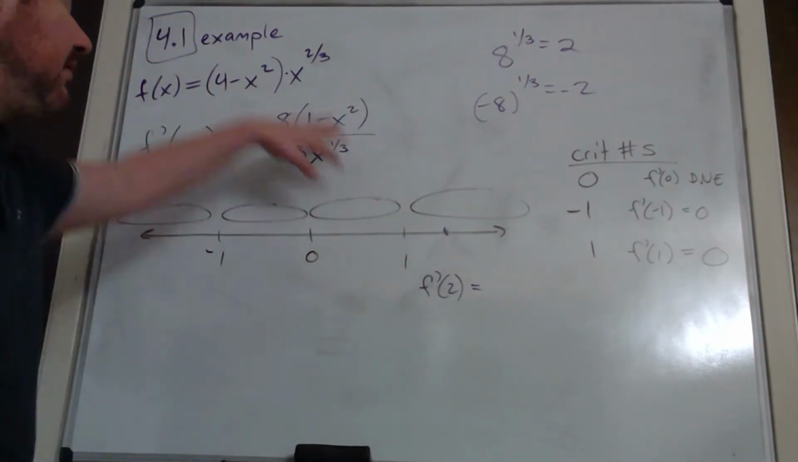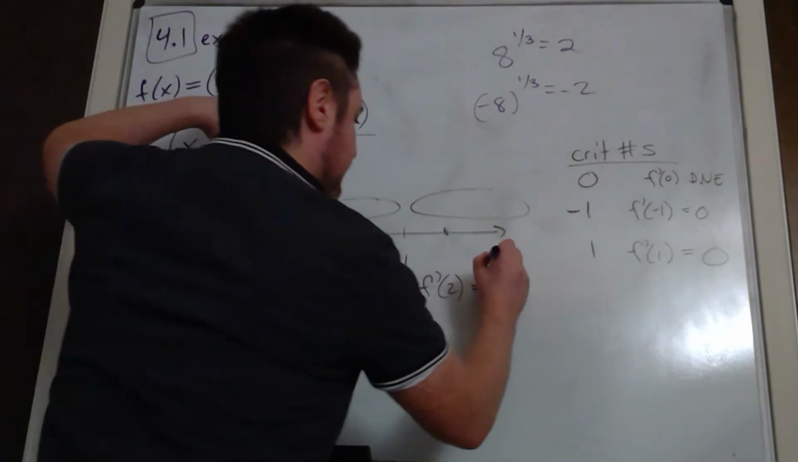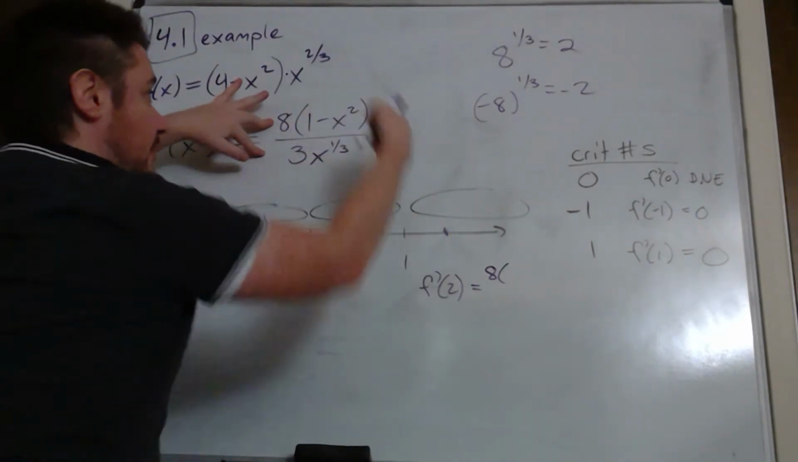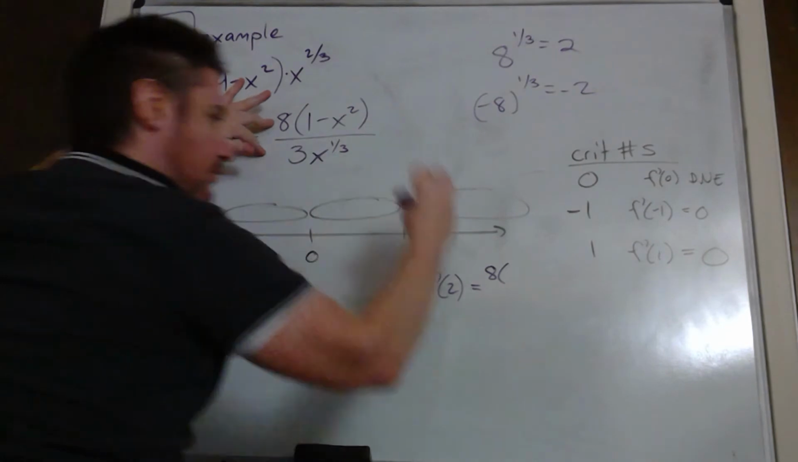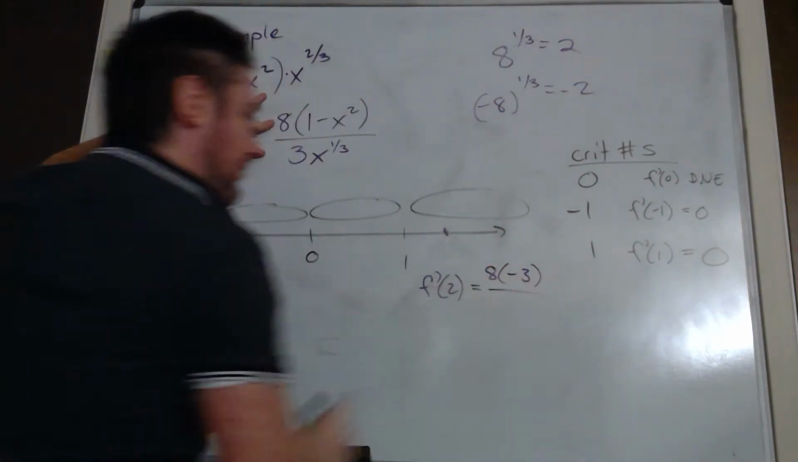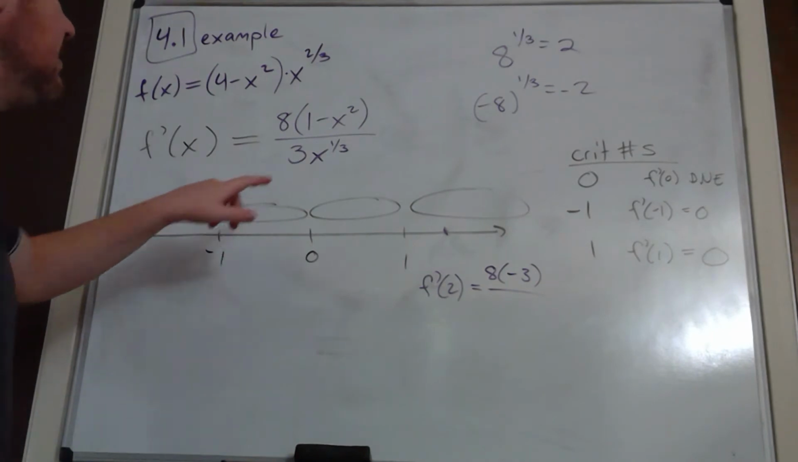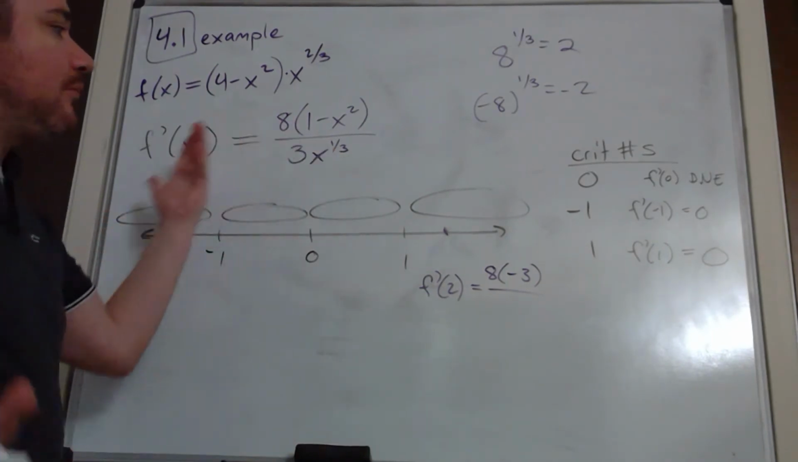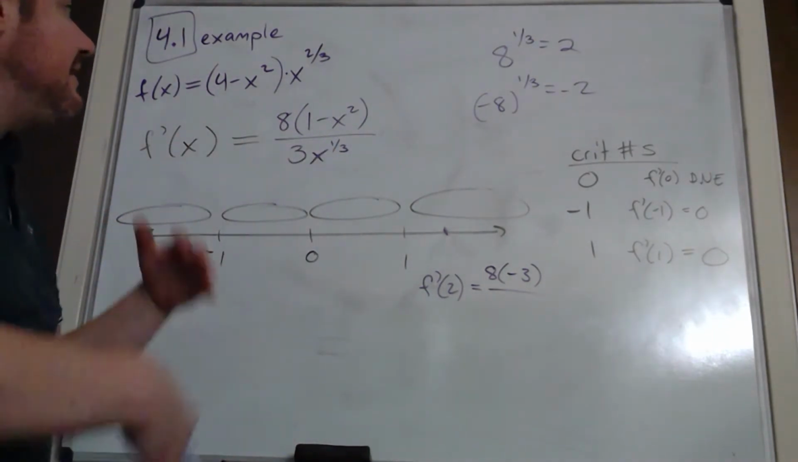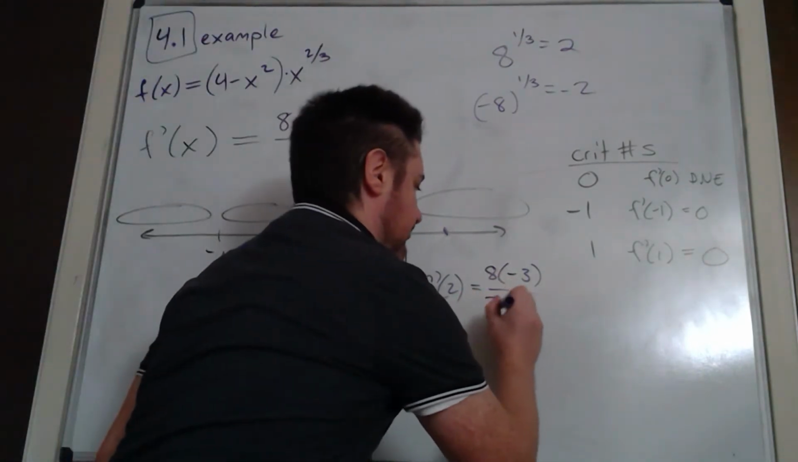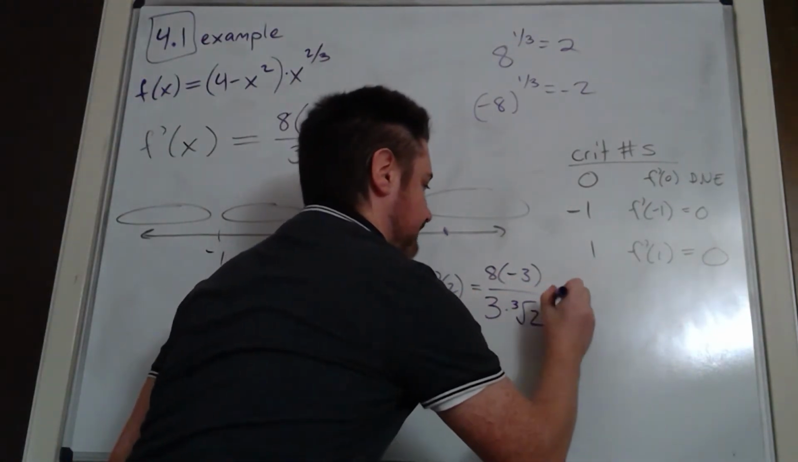F prime of 2, so let's plug it into the derivative. So 8 times 1 minus 2 squared. 2 squared is 4. 1 minus 4 is going to give me a negative 3. Okay, so I'm trying to cut the work down a little, showing-wise. 2 to the 1/3 power. What am I going to call that? It's just cube root of 2. 3 times the cube root of 2.